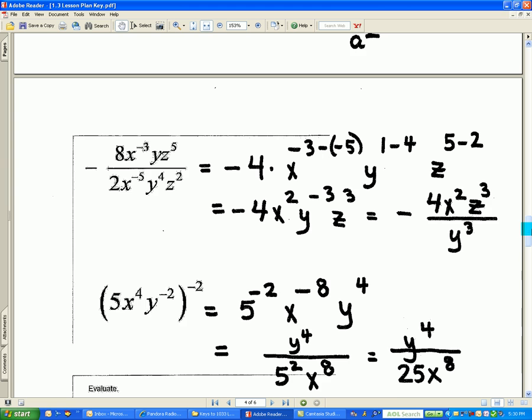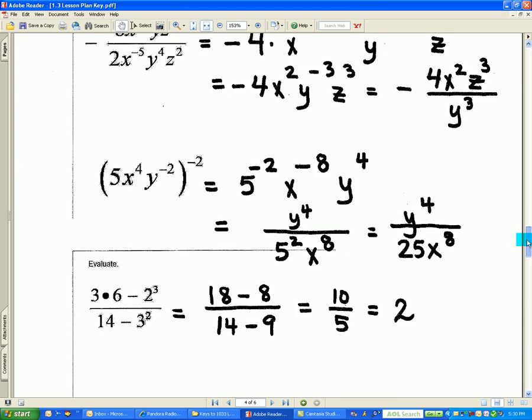Now, follow me on to the next step. Look what happens. 5 to the negative second appears in the denominator. We move it down as 5 to the second. X to the negative eighth moves to the denominator as x to the positive eighth. Y to the fourth stays where it is. And my final step, of course, is simply to square 5 to get 25, giving me the final answer of y to the fourth over 25x to the eighth.